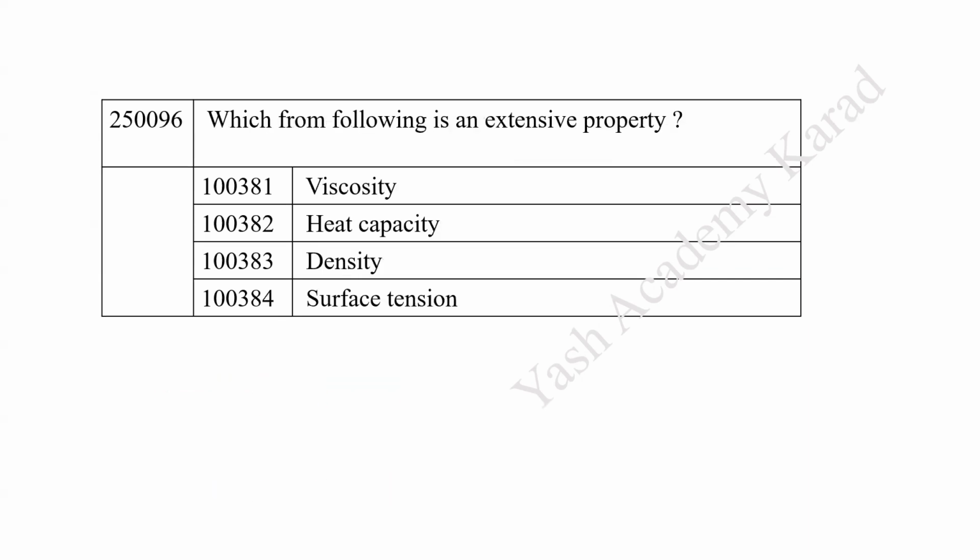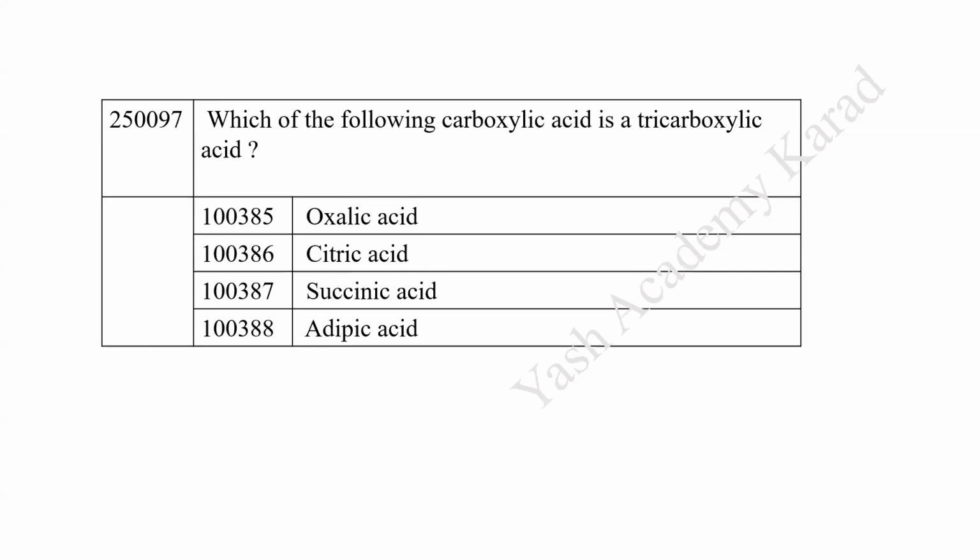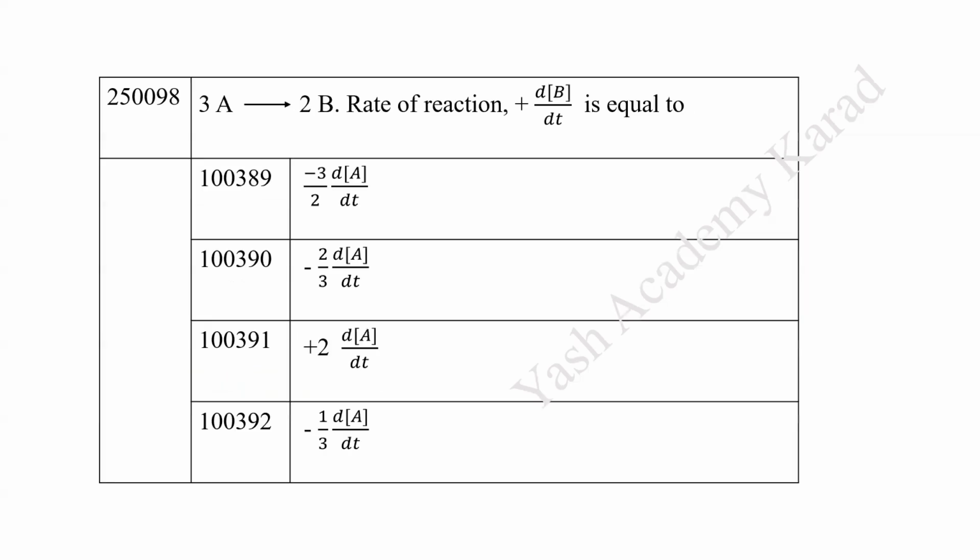Identify the gas that is most abundant in atmosphere. Argon. Which from following is an extensive property? Heat capacity. Which of the following carboxylic acid is a tricarboxylic acid? Answer is citric acid. You are given a reaction 3A gives B, rate of reaction plus dB upon dt is equal to.